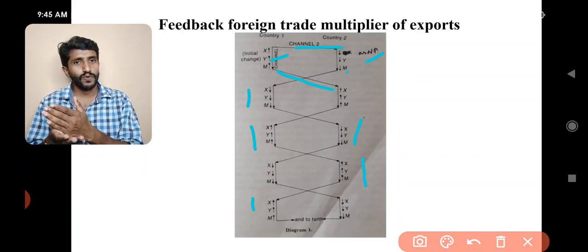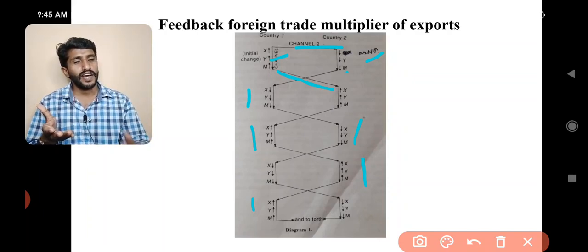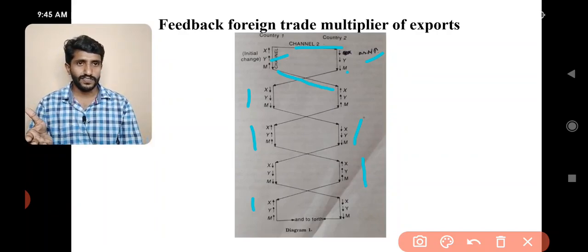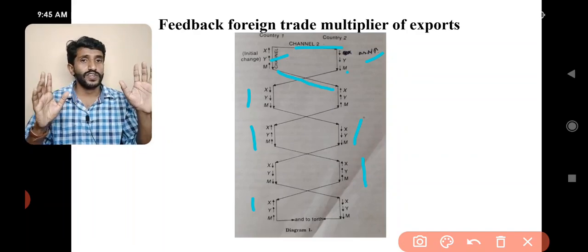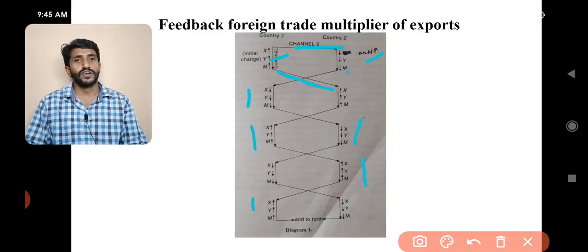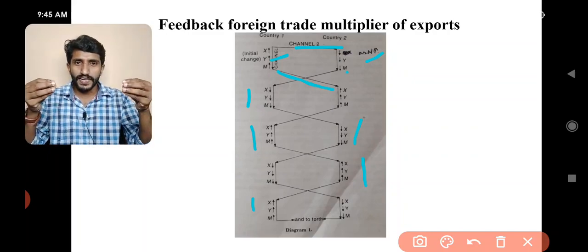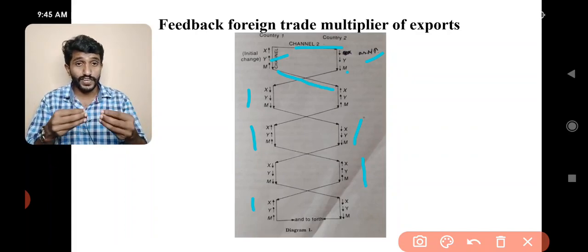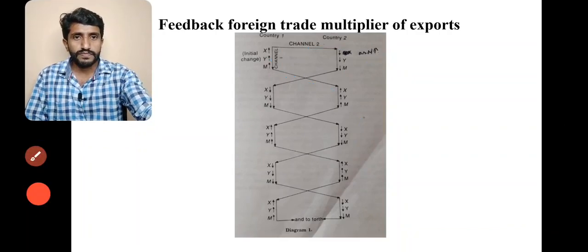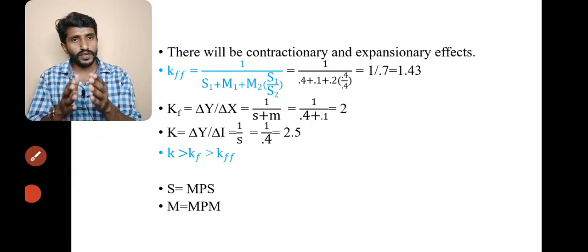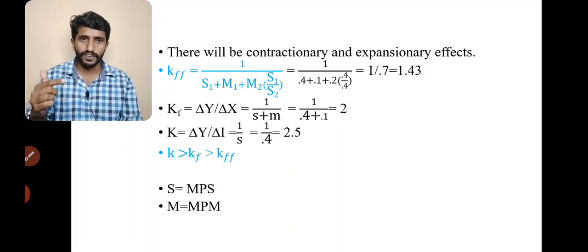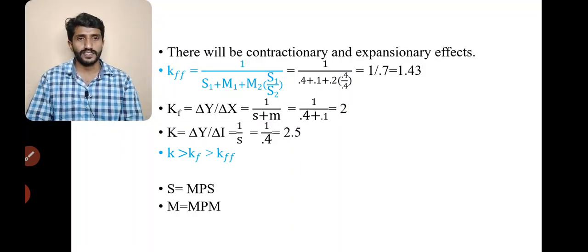One country's export will affect another country's import, and one country's income also will affect another country's exports. So there is a positive effect and also a negative effect. The positive effect is occurring on one side and the negative effect on the other side. So by combining this feedback, we need to redefine the foreign trade multiplier. Now there is a contractionary effect on one side and an expansionary effect on the other side.